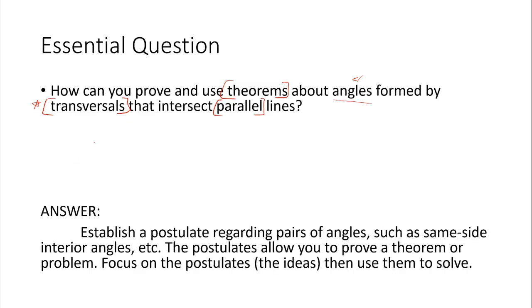So our shortest answer for proving theorems about angles formed by transversals that intersect parallel lines is basically we have to establish a postulate regarding pairs of angles. For example, we can form something about vertical angles. If this was angle 1 and this was angle 3, and angle 1 was 60 degrees, we would know that angle 3 is also 60 degrees, because they are vertical angles. There's a relationship between certain angles, and we can start making sense of solving for other angles in a situation. So that's one of the angles that we've dealt with before.